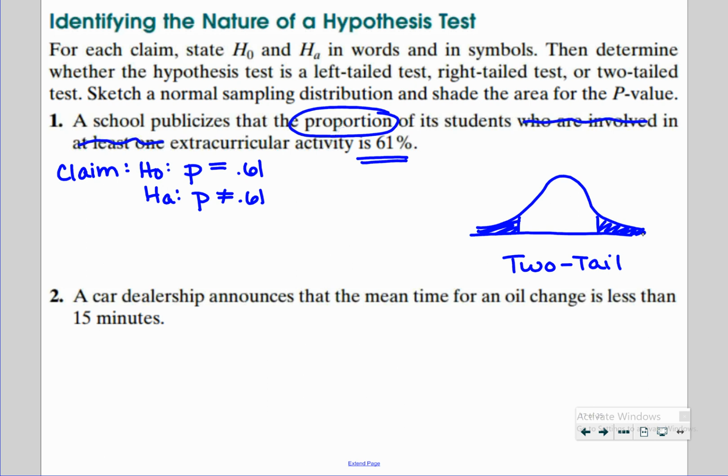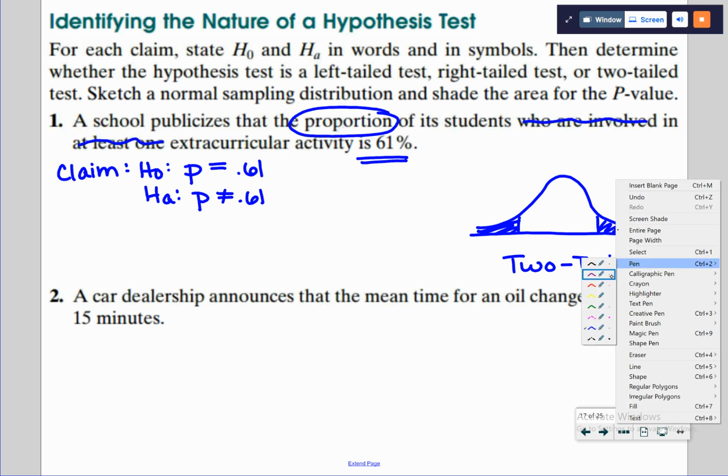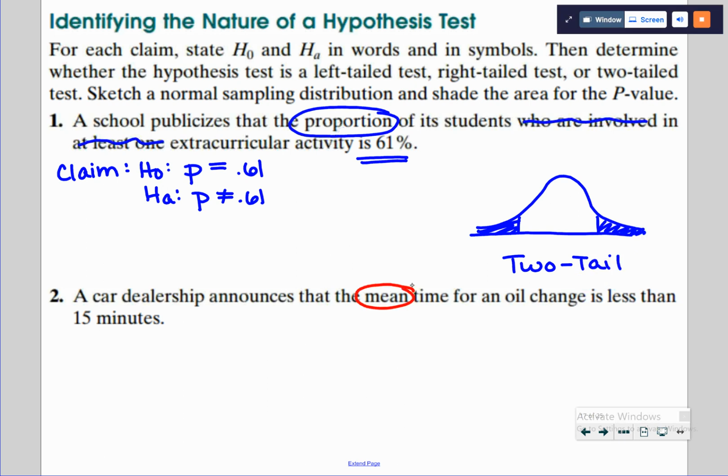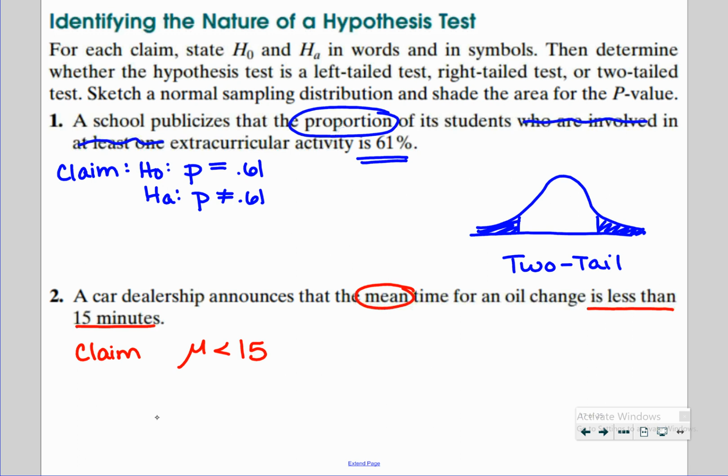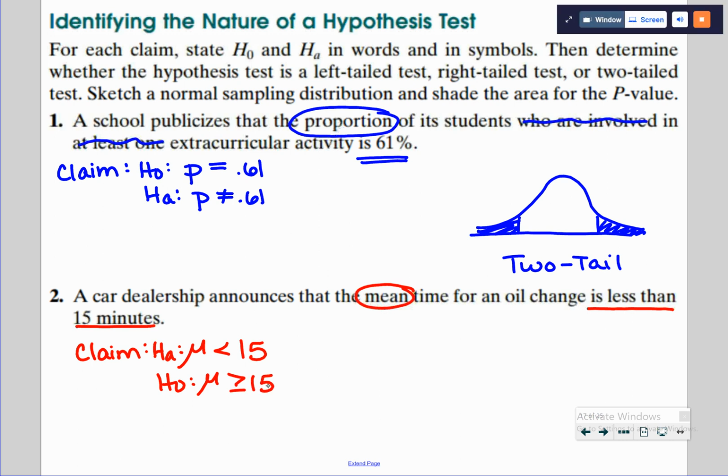A car dealership announces that the mean time for an oil change is less than 15 minutes. All right, so this is a statement about a mean. Claim: mean less than 15. Is that a null or alternative? That is an alternative. How do you know it's an alternative? Just less than, not equal to. The null then is the complement of that. So if I'm not less than, I'm greater than or equal to.